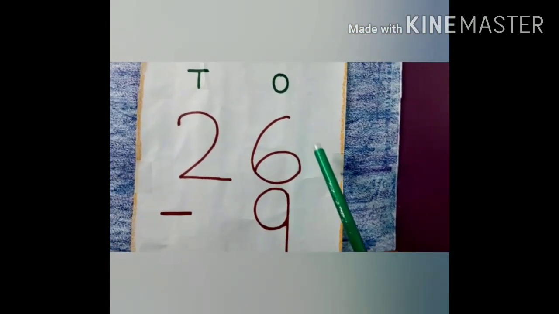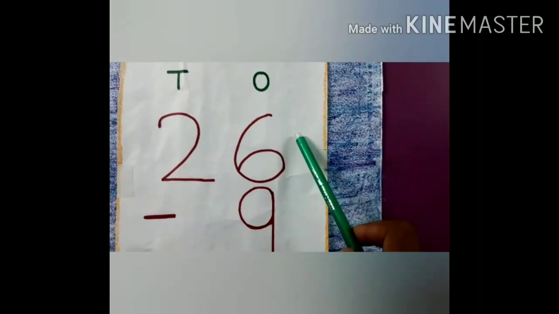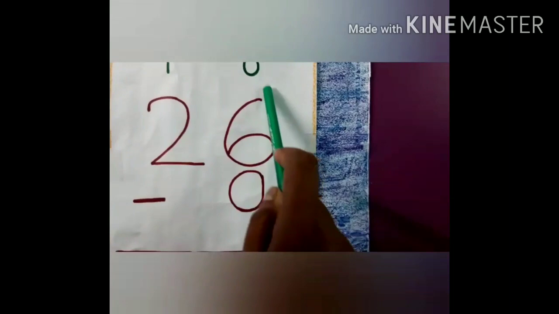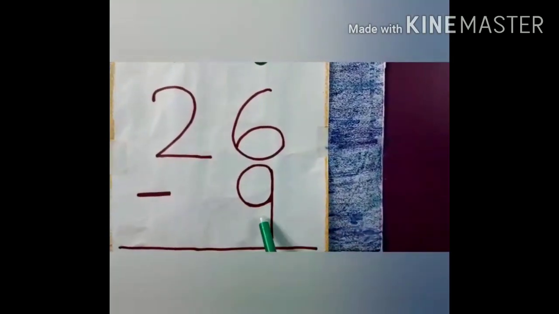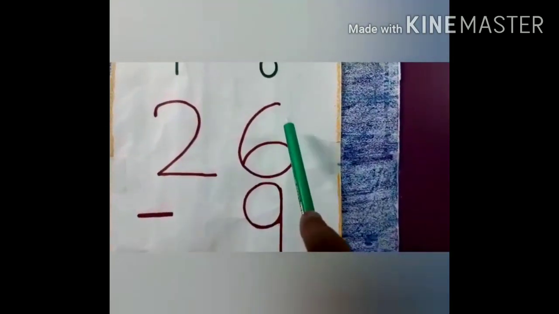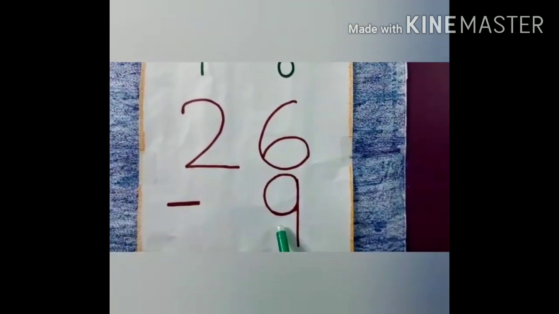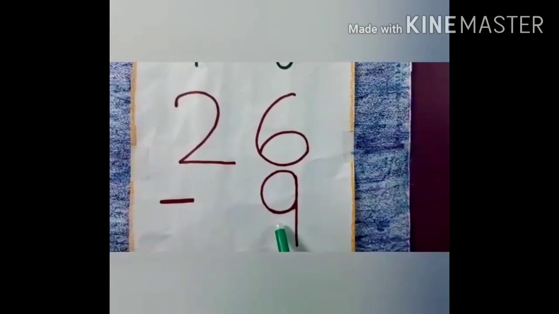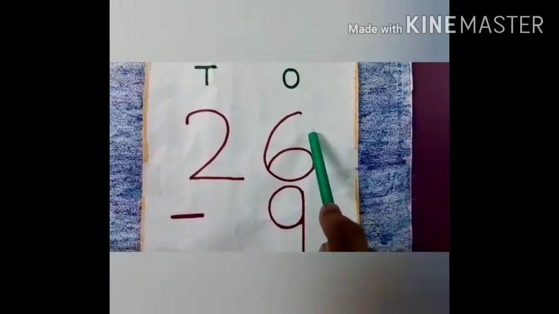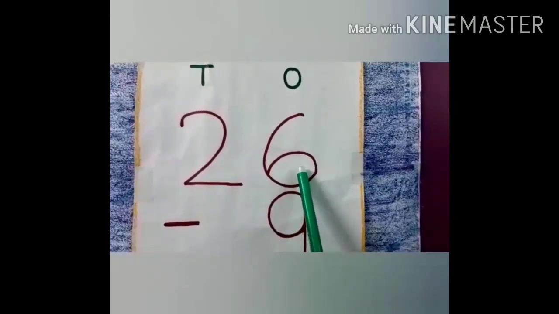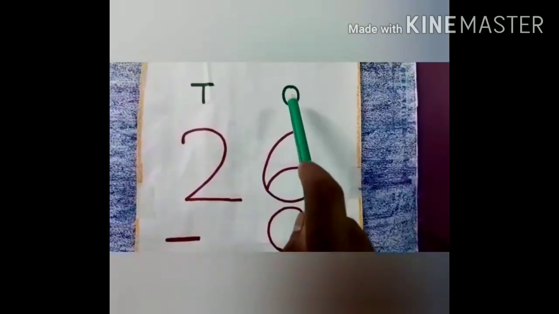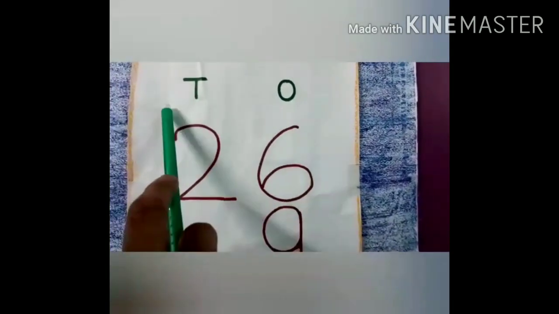Now look here, students, I have written 26 minus 9. As 26 is bigger than 9, I have written 26 first and then below I have written 9. I think you have remembered this rule that in subtraction we write the bigger number above the smaller number. And I have also written the places, ones and tens.